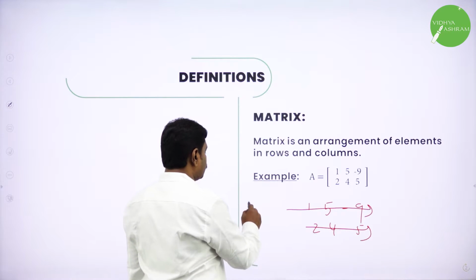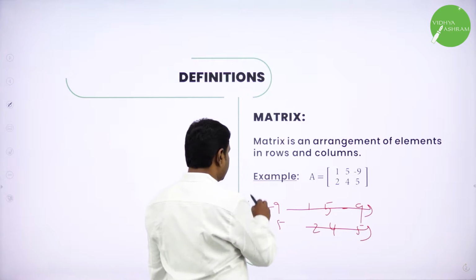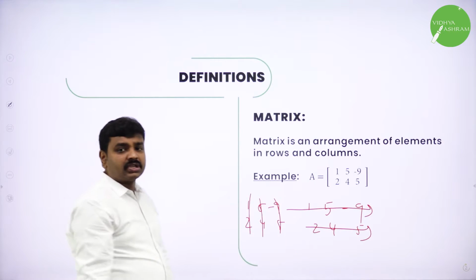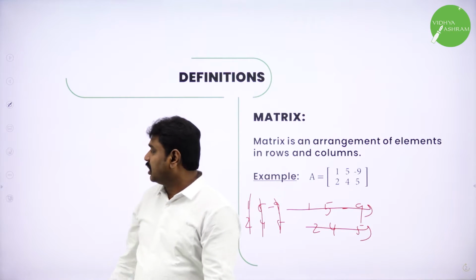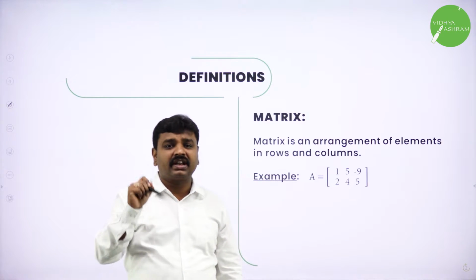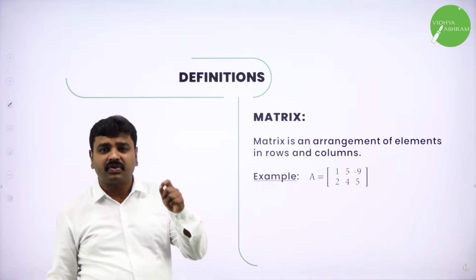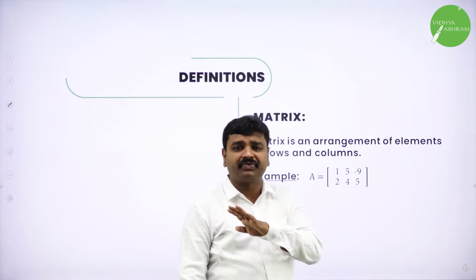What are the three columns? 1, 2 is first column, 5, 4 is second column, minus 9, 5 is third column. Three columns, vertical is column. So arrangement of elements in rows and columns is matrix. Or we can also say rectangular arrangement of elements in rows and columns means what? Matrix. Matrix means arrangement of elements in rows and columns.